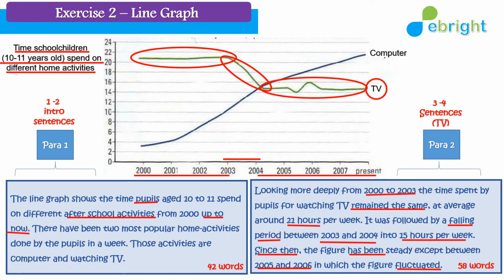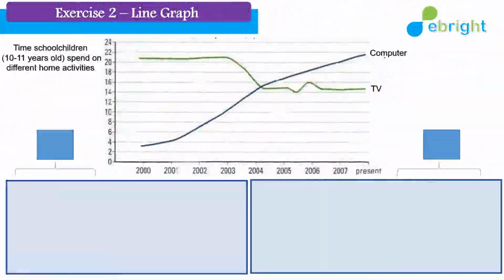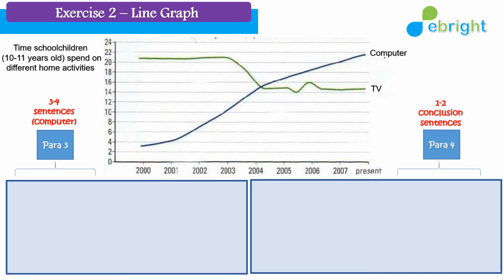You may pause the video before we play paragraph 3 and 4. Let's move to paragraph 3 and 4 first before you pause. Before you pause the video and do it on your own, let's discuss what we need to write in paragraph 3 and paragraph 4. So, you should write 3 until 4 sentences for the computer category in paragraph 3, and then 1 until 2 conclusion sentences for paragraph 4.